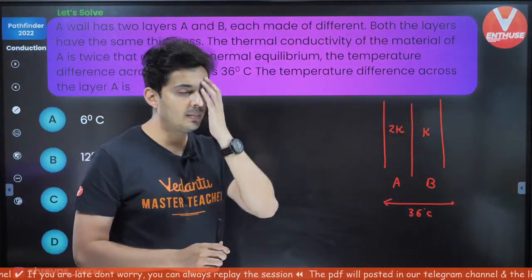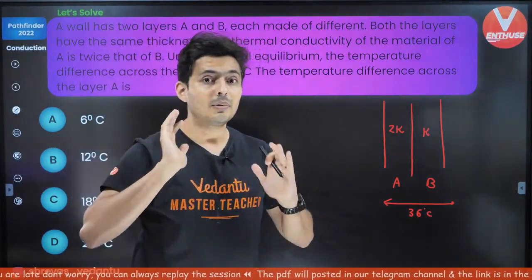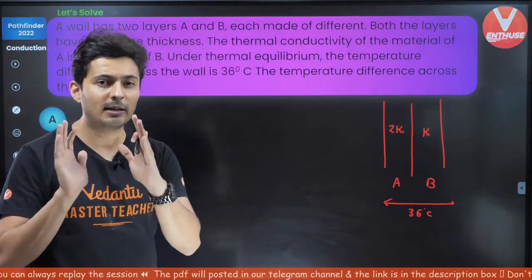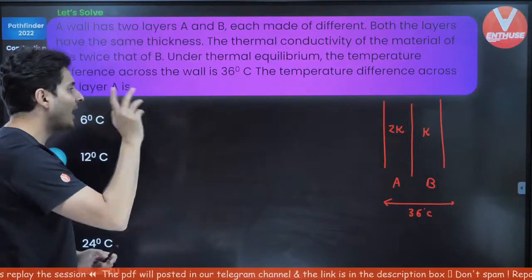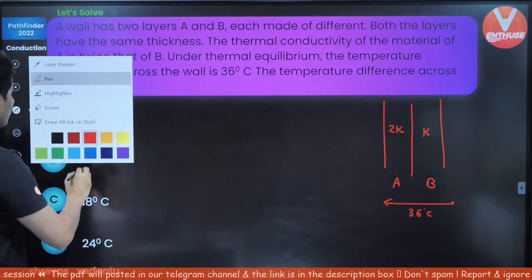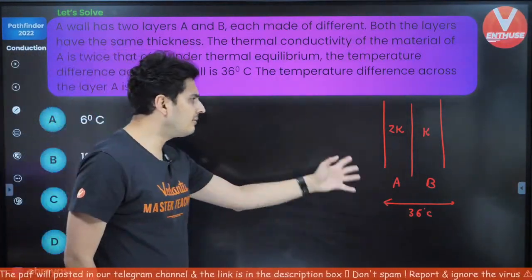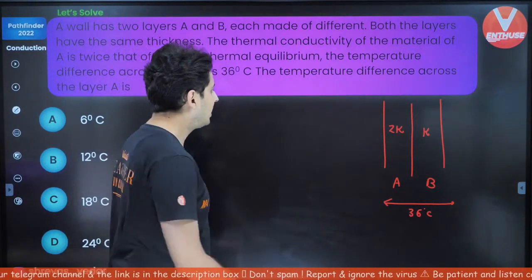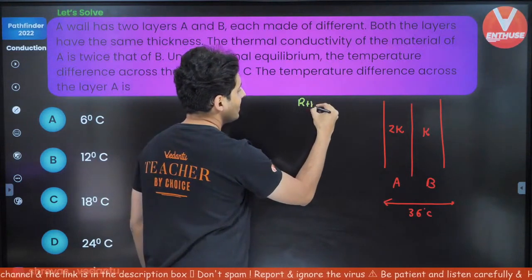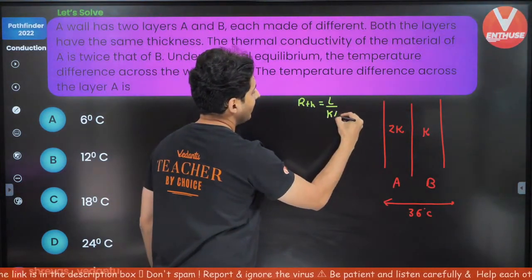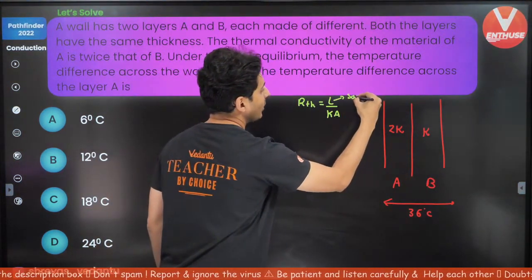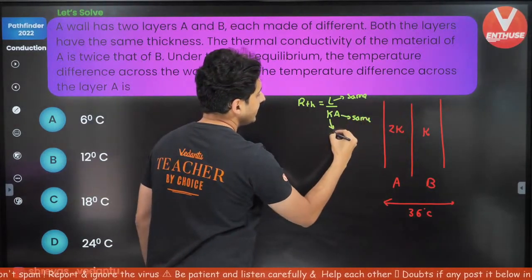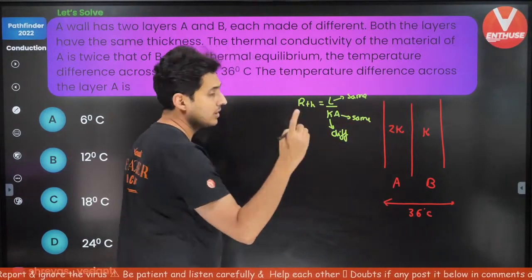Now if you go and solve it by equations, it will be very lengthy, but if you try to solve it via the current electricity method, trust me, this problem will become very easy. Let's try to do it via the current electricity method. Observe this carefully now. Convert the conductivities into thermal resistance. Remember, the thermal resistance is L divided by KA. L is the same for both, area is also the same for both. Only K is different as per the question.